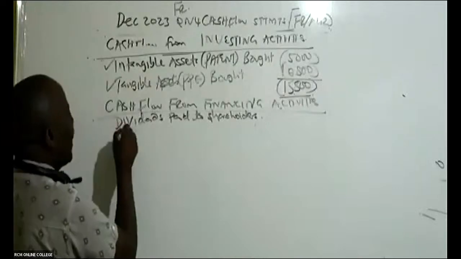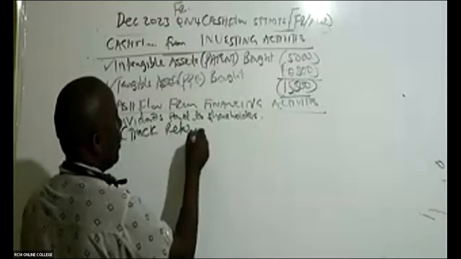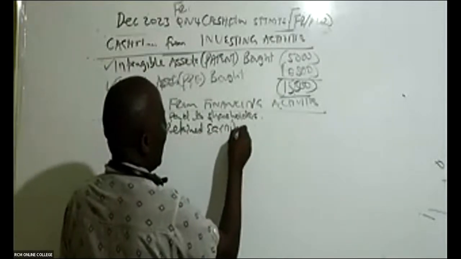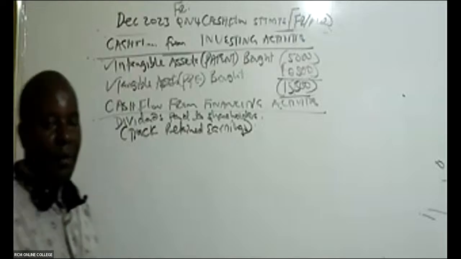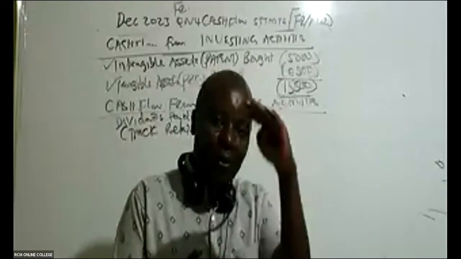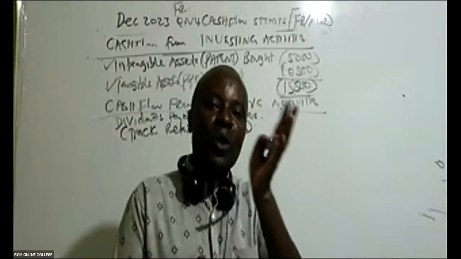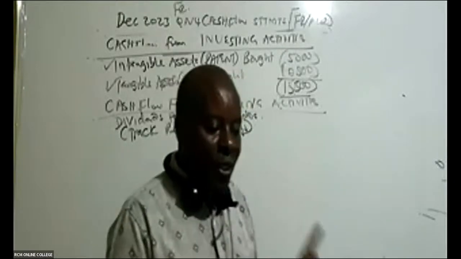You track the retained earnings account, because you see there is a relationship between retained earnings and the dividends. You know, when you make your profits, it's either you retain or give out some dividends. So go to your retained earnings.